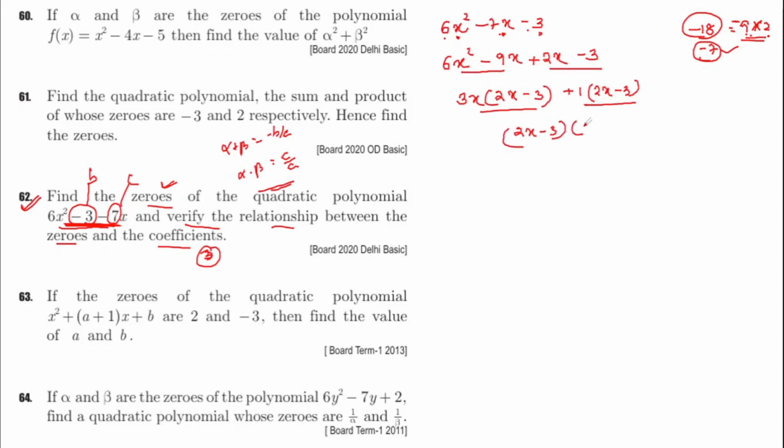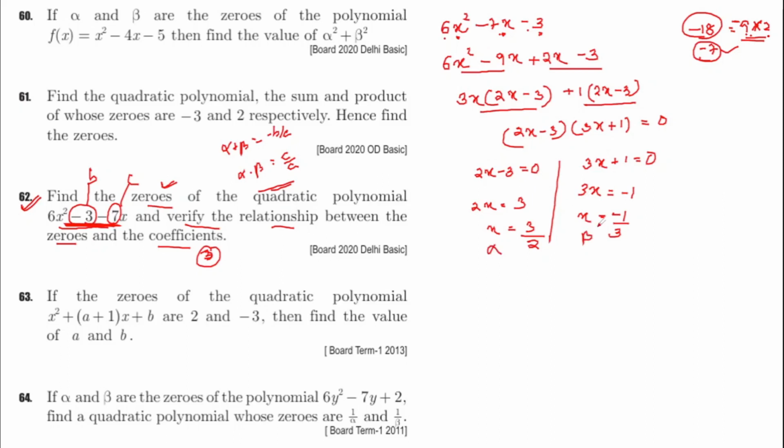So here we have 3x plus 1. To get the zeros, we have to equate this polynomial with 0. Now 2x minus 3 is 0. That means 2x is equal to plus 3 and x is equal to 3 by 2. From this, 3x plus 1 is 0. That means 3x is equal to minus 1 and x is equal to minus 1 by 3. So we have our two zeros. One is alpha is 3 by 2 and beta is minus 1 by 3.